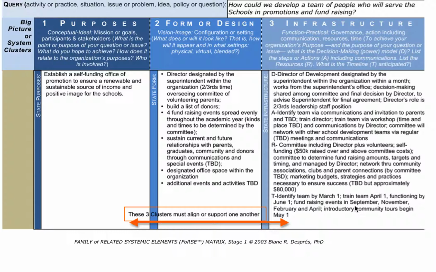Note now with the reworked clusters that they align. This, under purposes, directly supports the former design and infrastructure and is supported by those other two clusters, and vice versa. The same thing this way. These must align. Any place where there's a misalignment, there are going to be problems, and the ultimate goals and purposes of the organization will not be achieved. So the more detail which is put in this first stage, the better the success.